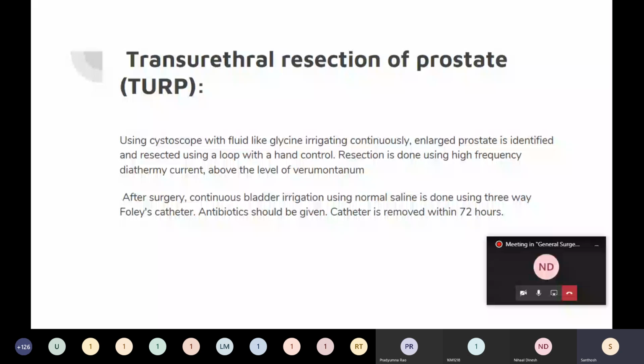So how do you do TURP? You use a cystoscope with fluid like glycine irrigation continuously. Enlarged prostate is identified and resected using a loop with a hand control. Resection is done using high frequency diathermy current. Remember this, high frequency diathermy current above the level of Verumontanum. After surgery, continuous bladder irrigation using normal saline is done using a three-way Foley's catheter. This is also important. You have to write this. And then antibiotics will be given. Catheter is removed within 72 hours of the surgery.